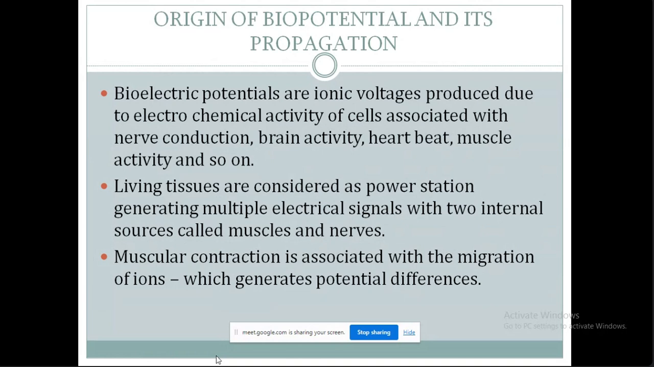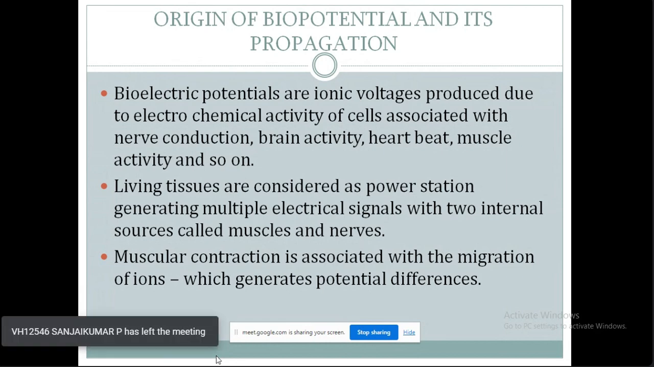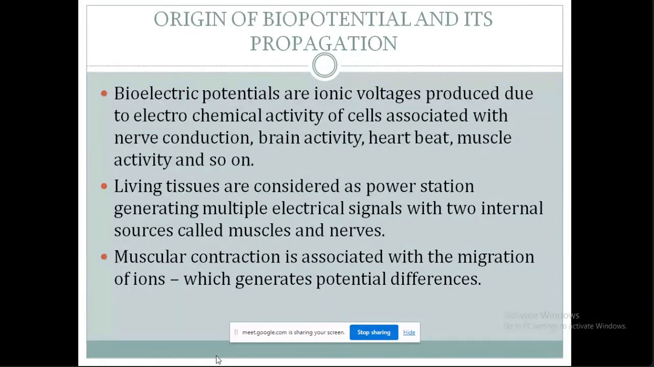So the bioelectric potential or the ionic voltage is produced by the electrochemical activity of cells associated with nerve conduction, brain activity, heartbeat, muscle, and so on. So here I told that it's associated with cells. Then what is a cell?